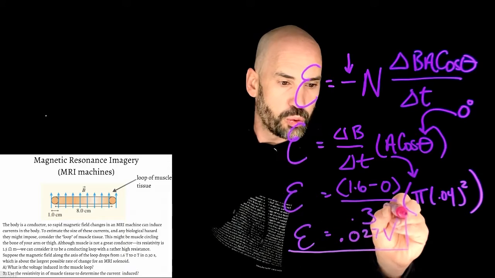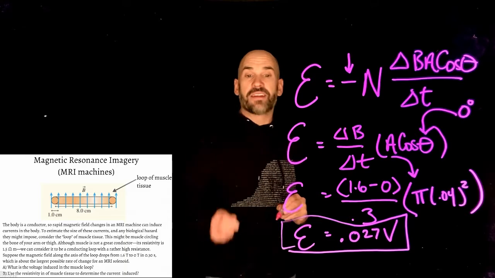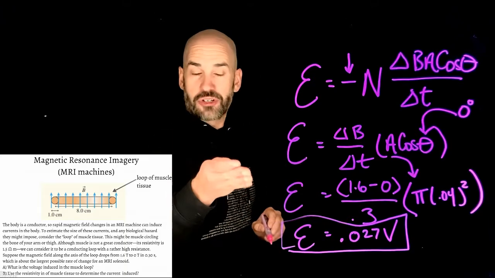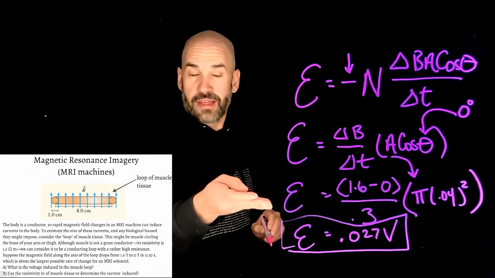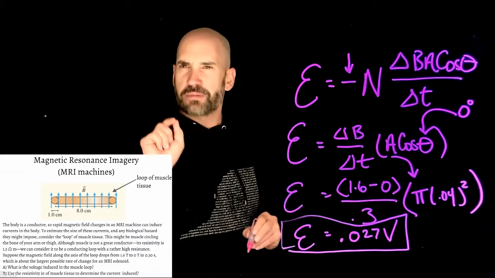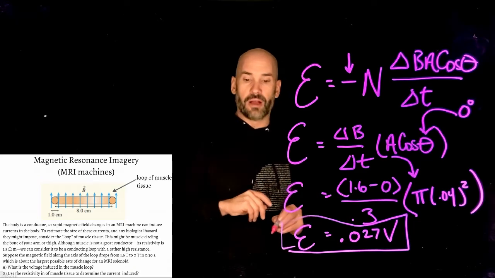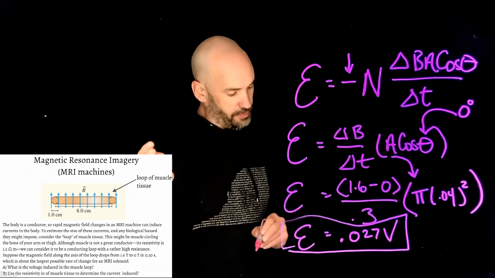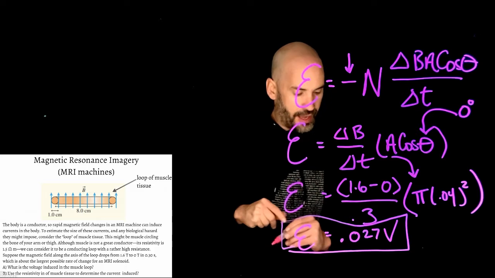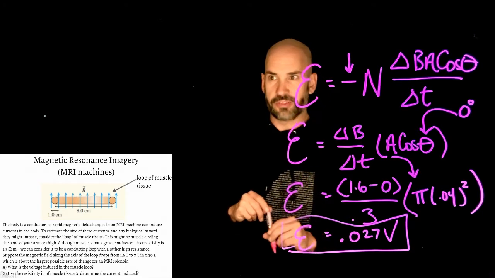Okay, so it's not a lot, right? We're talking 27 millivolts. But that is enough for the MRI machine to actually detect that voltage, and detect the current that results from that voltage. All right? Speaking of the current that results from that voltage, how do we calculate that? Well, we need to use the resistivity of the muscle tissue, right? So here's the deal with that.